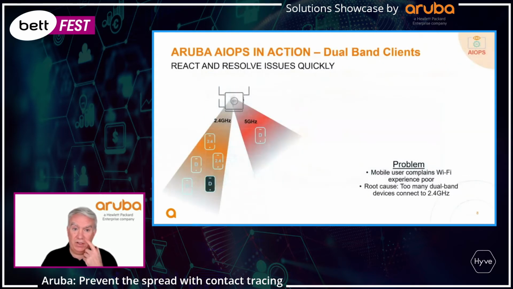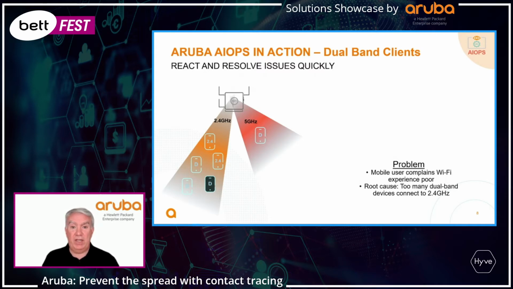So let's have a look as an example of an AI Insight. So in this particular example, we've got students or staff that have dual band devices that are all connecting on the 2.4, when in fact they should be on the 5 gigahertz band. And the consequence of this is poorer network performance for those particular users and clients, plus the 2.4 band gets overloaded.